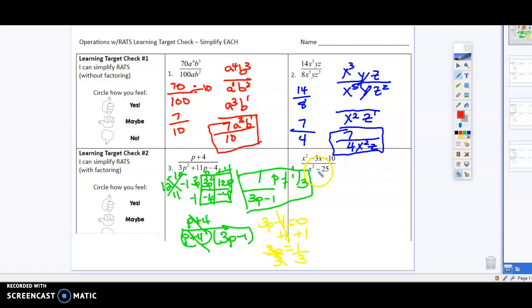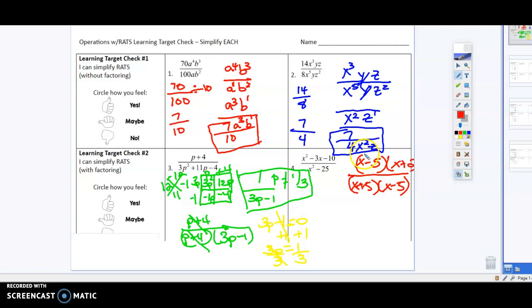All right, so on number 4, we're going to factor first. So that's going to give me x minus 5 in the top times x plus 2. You could have done your big X method, and you're going to notice that your a times c is negative 10, and your b is negative 3. So what two numbers will make that happen? Negative 5 and 2. That's where I got that from. And then in the bottom, I'm going to have x plus 5 times x minus 5. And again, you could do your big X. Your a times c is going to be negative 25, and your b is going to be 0. So what two numbers will make that happen? Negative 5 and positive 5. That's how I got that.